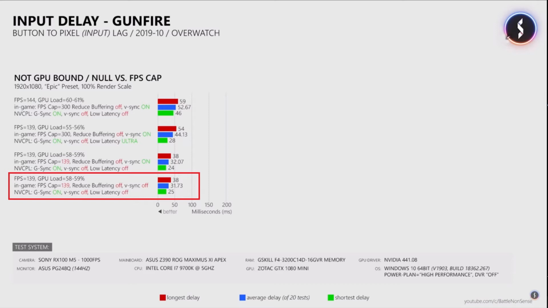To make this answer easier, Battle Nonsense did in-depth research regarding input lag, and it turns out that limiting FPS and having consistency, although it increases the minimum input delay, decreases both the average and the max input delays. Go check his content to get the complete details, and you'll definitely like it.